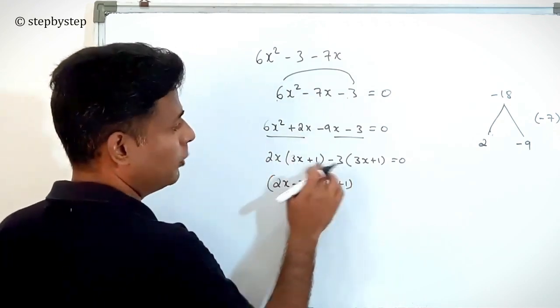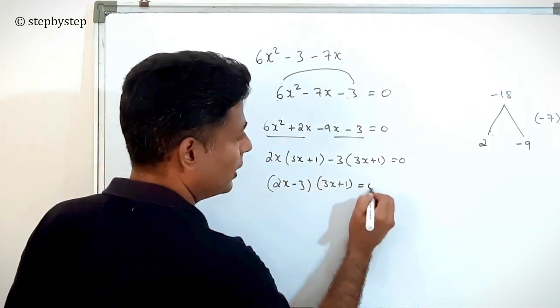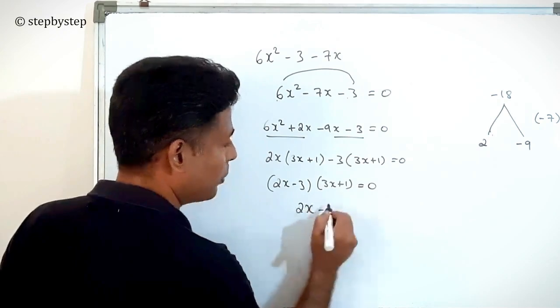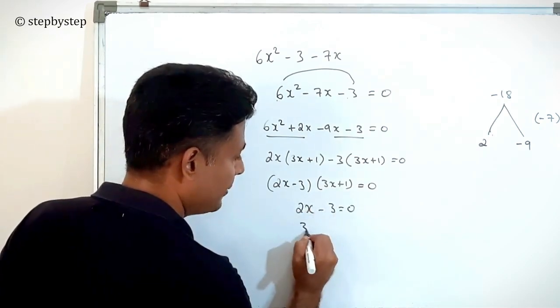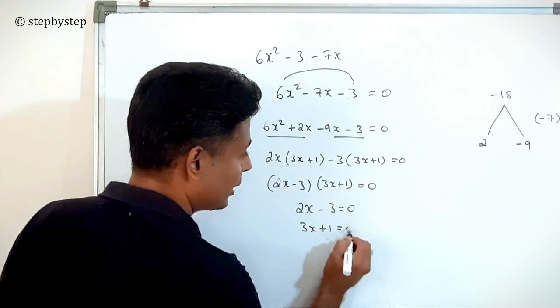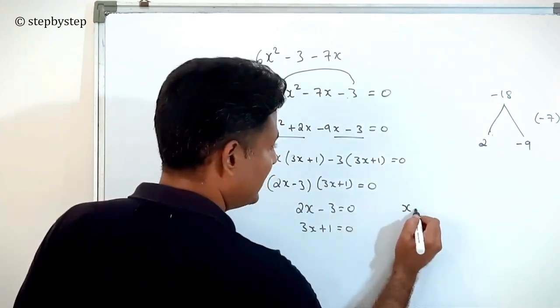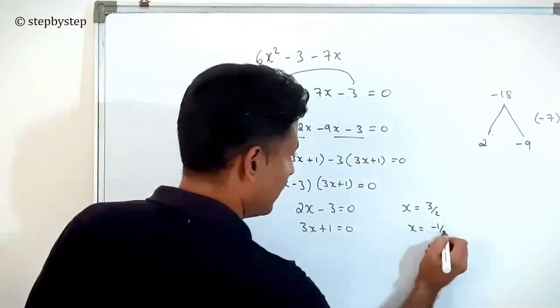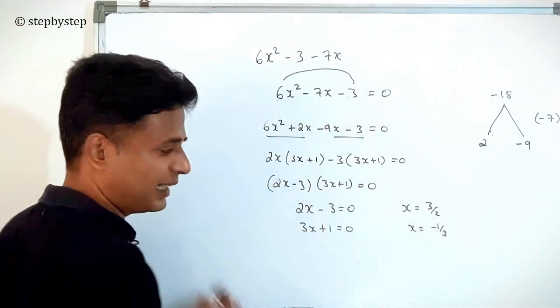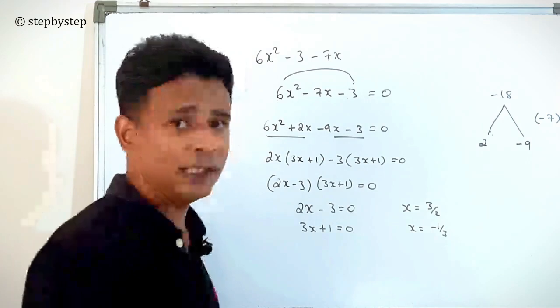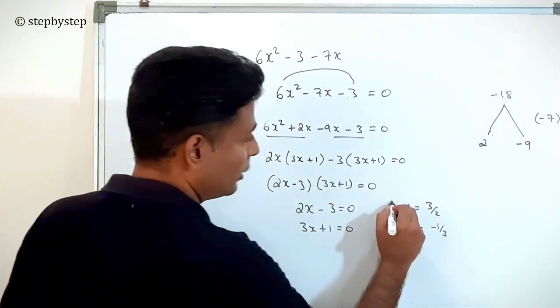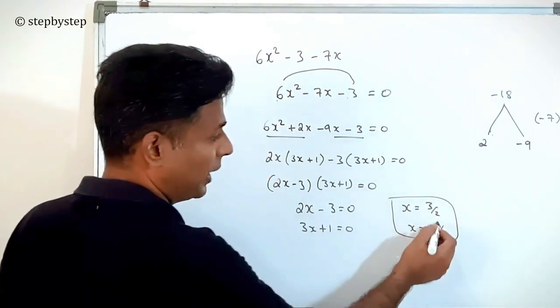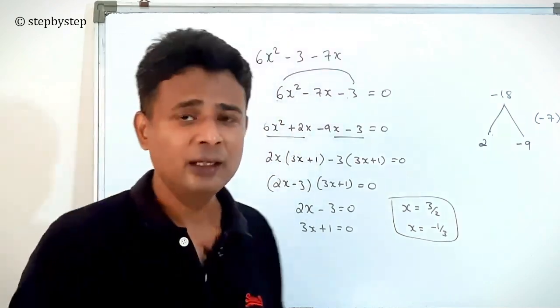Group them together, this into this, equal to 0, which means 2x - 3 = 0 and 3x + 1 = 0, which means x = 3/2 and x = -1/3. After transposing, keep x on one side, transpose everything on the other side. So what are the two zeros of this equation? 3/2 and -1/3.